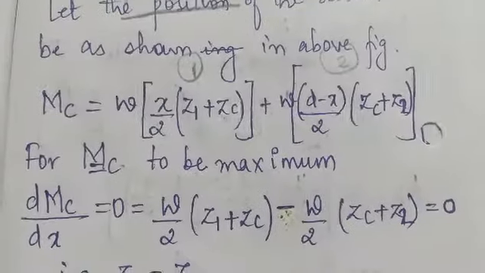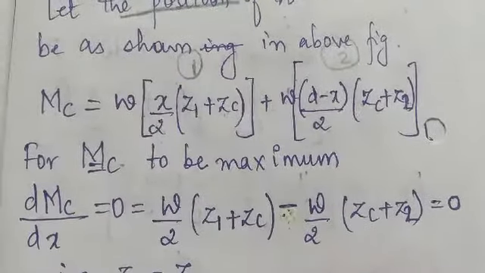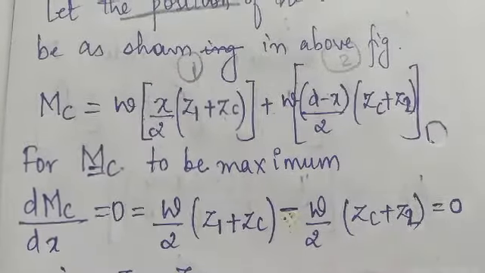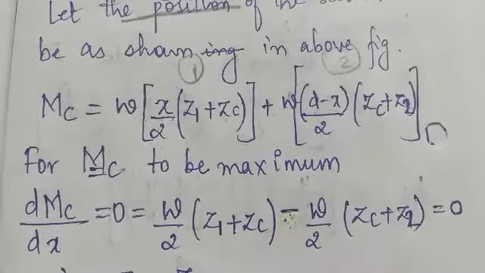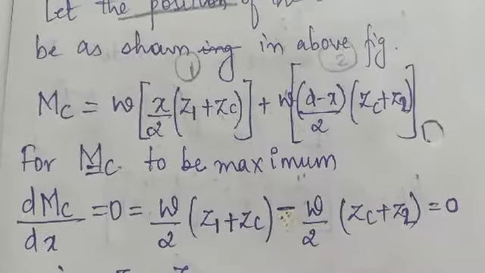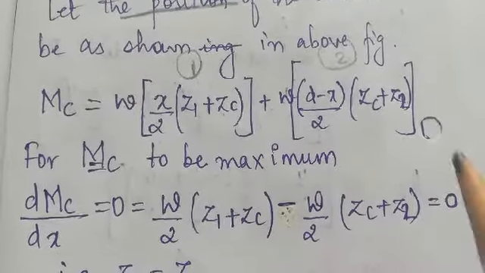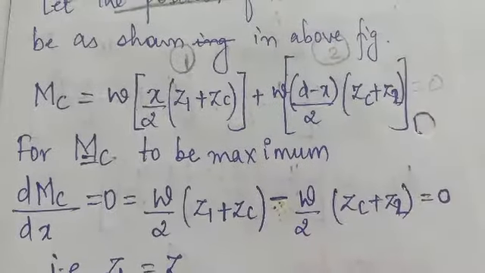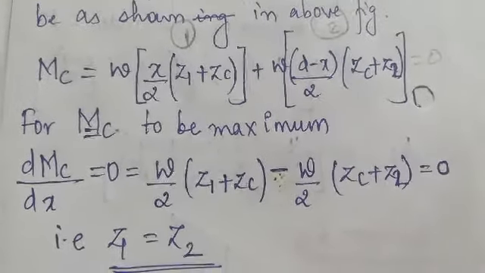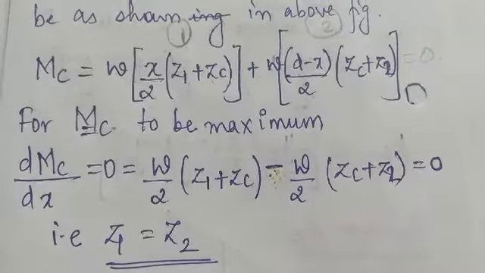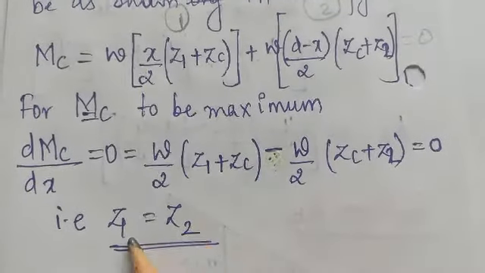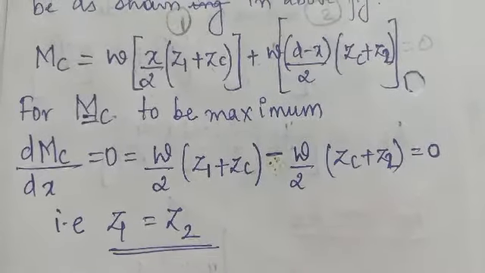Now for maxima, from your minima calculations of differentiation, to get the maximum value, the differentiation of moment at C should be equal to 0. So equate this equation equal to 0. When I equate and do the simplification, I will get Z1 equals Z2.